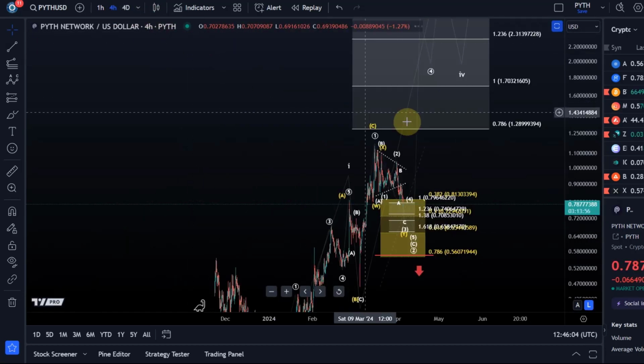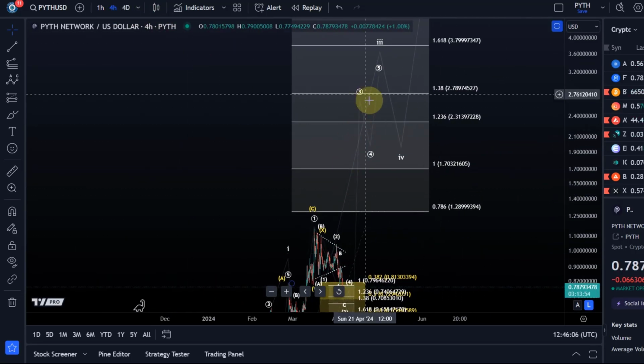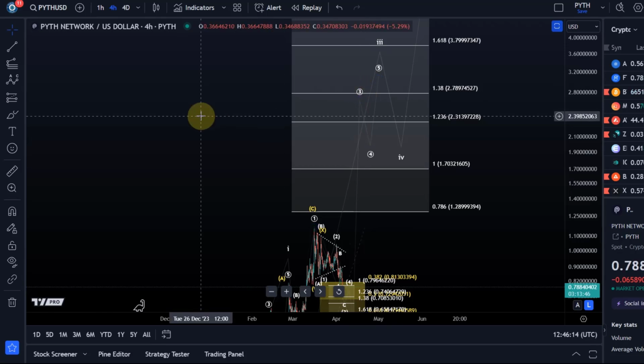And then when we zoom out and talk about the PYTH third wave rally target, I'd like to see minimally $2.31. Better would be $2.78 for that third wave there. But I'll keep you updated.